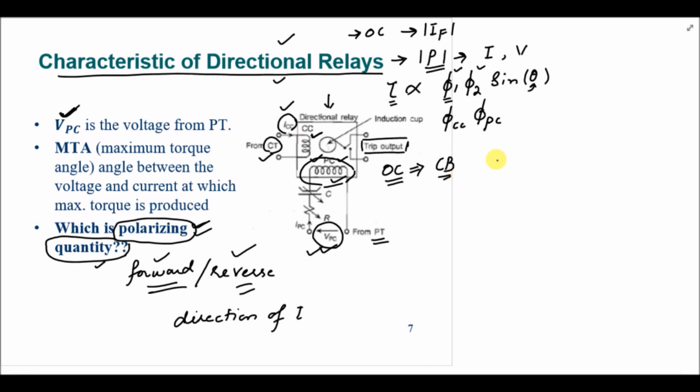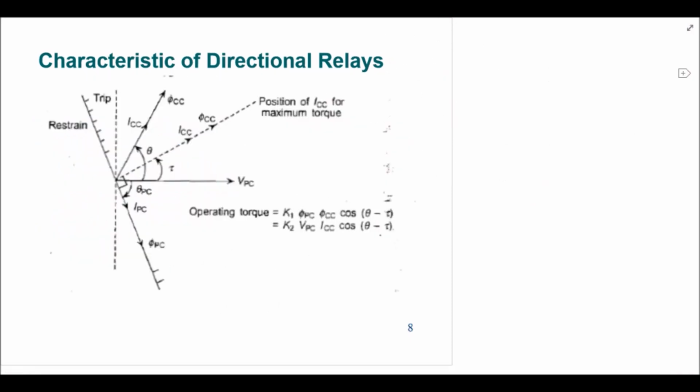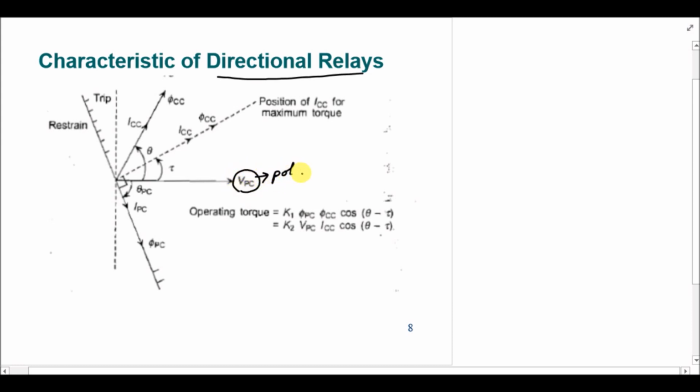In order to check the directionality of the fault, we have to draw the phasors, and we will talk about these phasors in the coming slides. This is the basic phasor diagram that is usually made for directional relays in order to check whether there is a fault in the zone of the directional relay or not. The first thing to remember is that this voltage VPC is taken as a reference, which is the polarizing quantity.